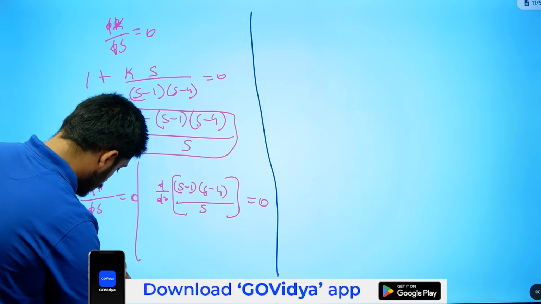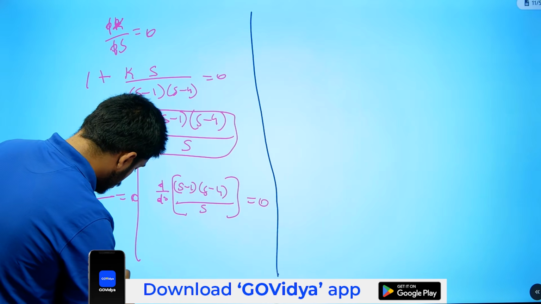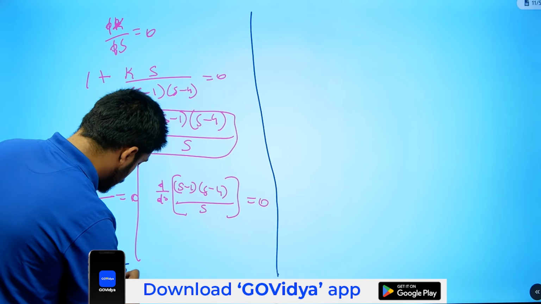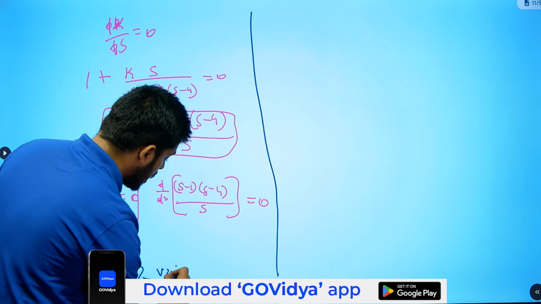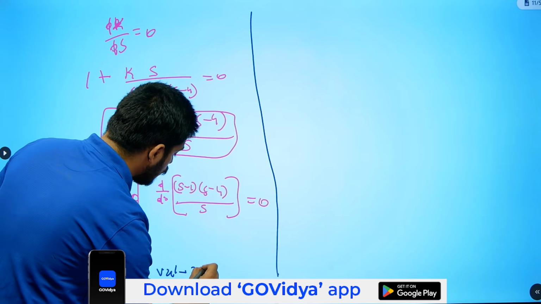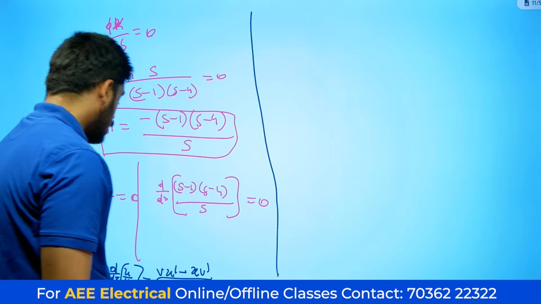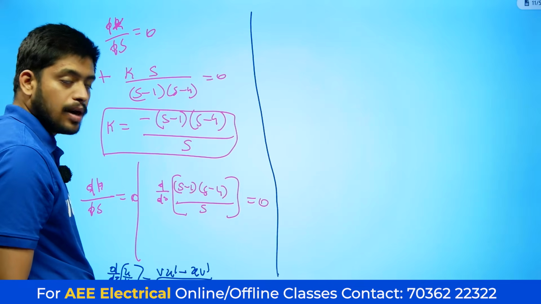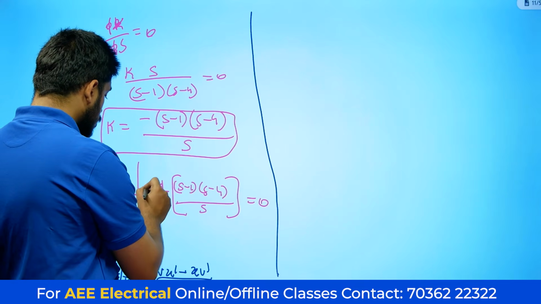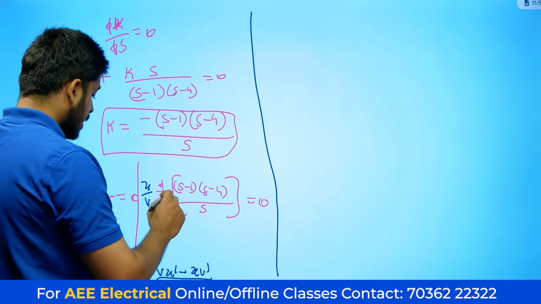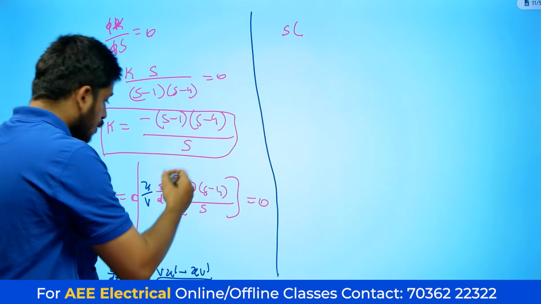Like, I'll write here. d by dx of u by v would be (v u dash minus u v dash) by v square. This is the formula for differentiation of the u by v form. So this is my u and this is my v. Directly substituting that, we are going to get s into the differentiation of the numerator.